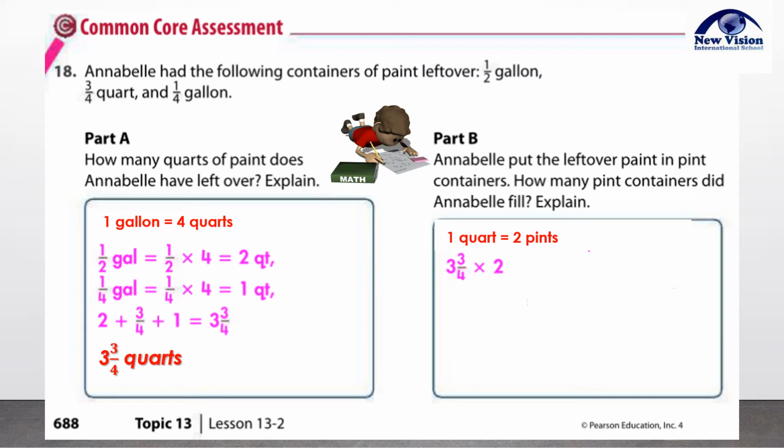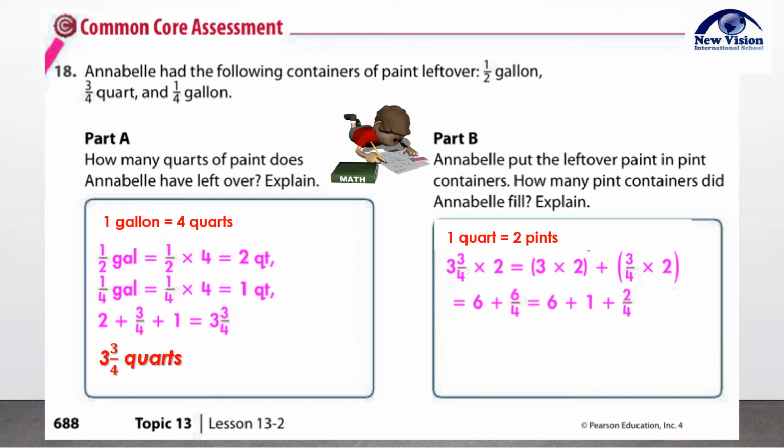Then use the distributive property of multiplication. It will be 3 times 2 plus the quantity of 3 over 4 times 2. 3 times 2 equals 6. Then 3 over 4 times 2 equals 6 over 4. Then we have to rename 6 over 4 into 1 and 2/4.